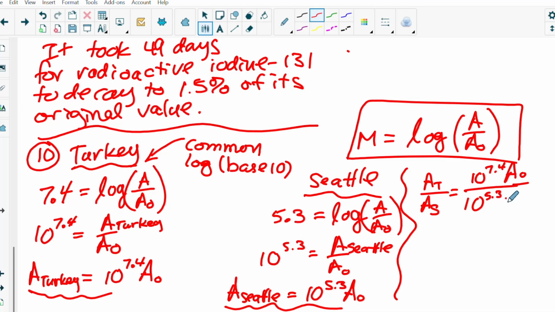Okay, and both have the A naught value. These divide out to 1, so when we do the final math here, I get 125.9. Let's make a statement about that.